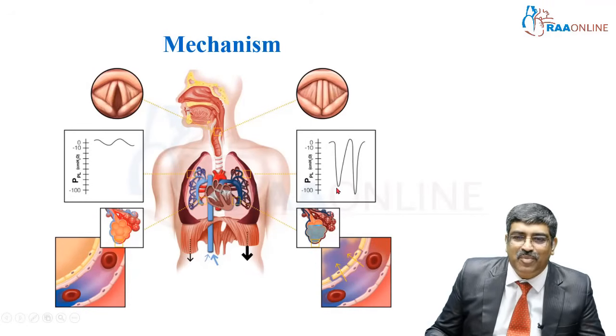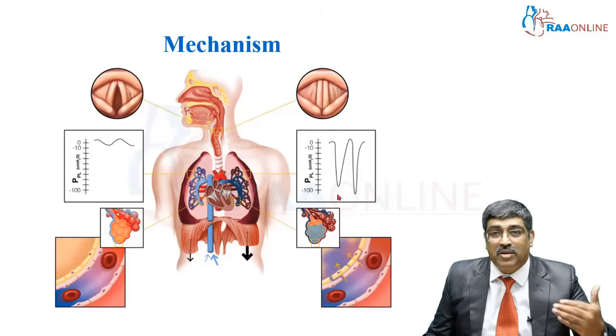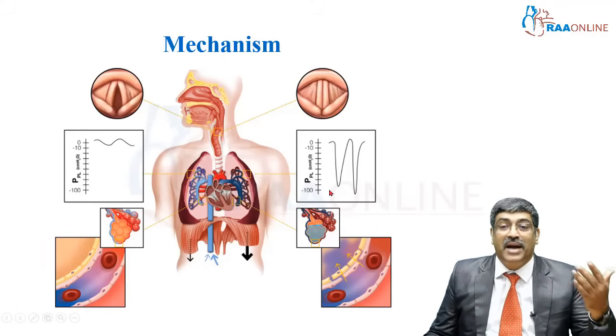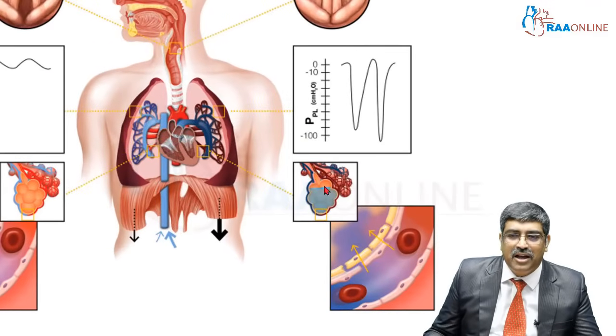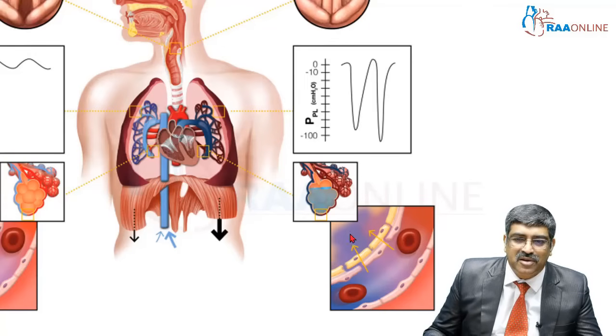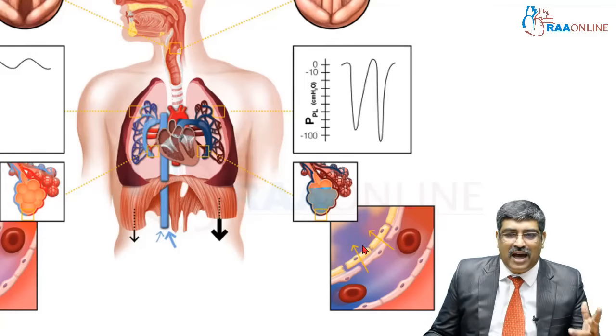Here you can see the pleural pressure required to generate the airflow inside the obstructed airway has gone up to -100. And here you can see the fluid filled alveoli. The fluid from the pulmonary capillaries has breached into the alveoli.